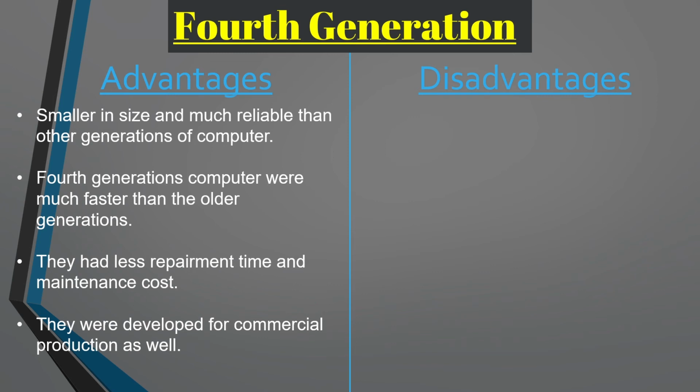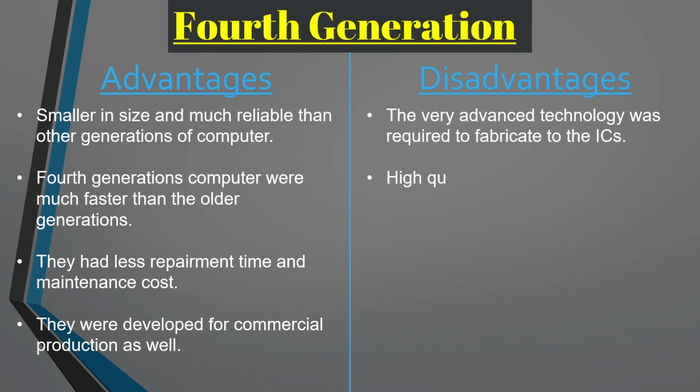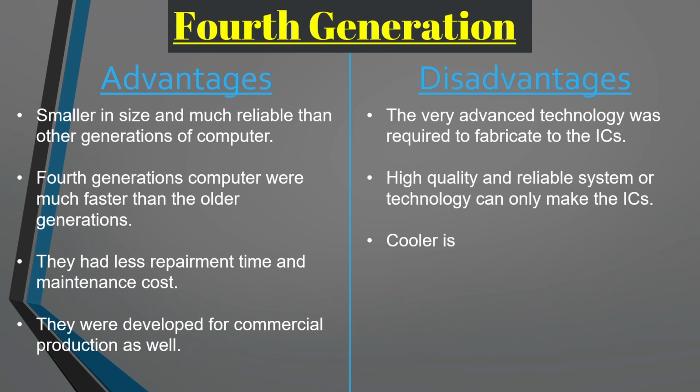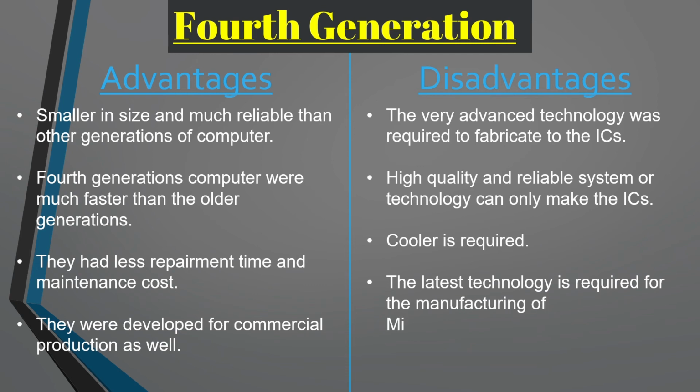Besides these advantages, there are also some disadvantages. The disadvantages are their very advanced technology were required to fabricate the ICs. High quality and reliable systems are also required to make the ICs. The cooling system or cooler is still required. The latest technology is required to manufacture the microprocessors which consist of these ICs and the transistors.